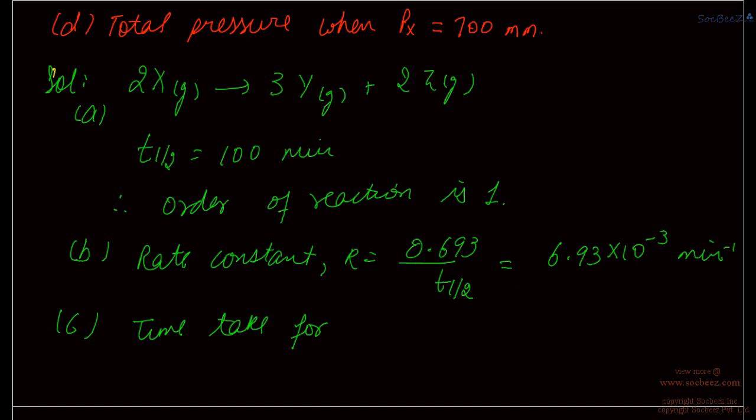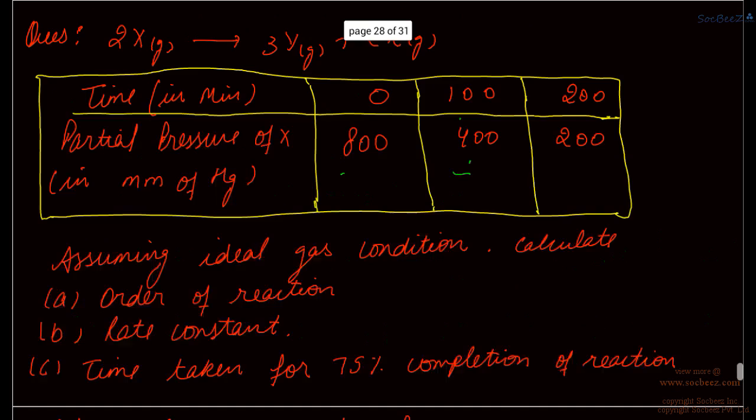Time taken for 75% completion of reaction means that only 25% is left, that is 3/4 gets consumed. Observe that after first half-life, 50% of X gets consumed. After second half-life, 50% of that 50% left gets consumed, that is 25% of initial value gets consumed. Hence, after two half-lives, 75% of the reactant gets consumed, and we can say that 75% of the reaction has been completed. Then, the time taken for 75% completion of reaction is 2 into T half equals 200 minutes.